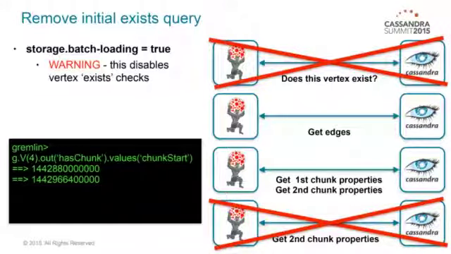It doesn't matter so much on the read side if it doesn't really exist, but if you do that, storage batch loading true, that's going to turn off Titan's internal check to see, when you give it a vertex ID, does that vertex actually exist in Cassandra? What happens then is you can see we're down to basically the minimum number of queries going back and forth with Cassandra. We get the edges, and then we get the chunk properties, so 2 round trips.